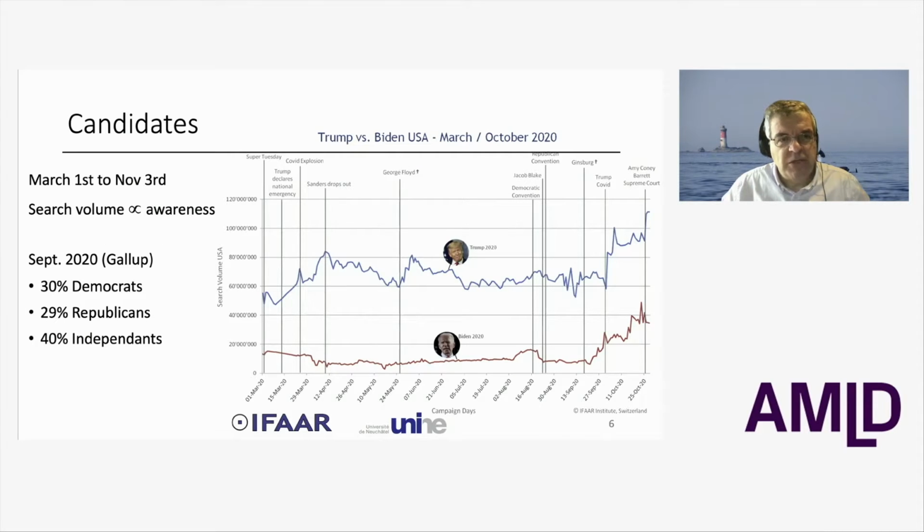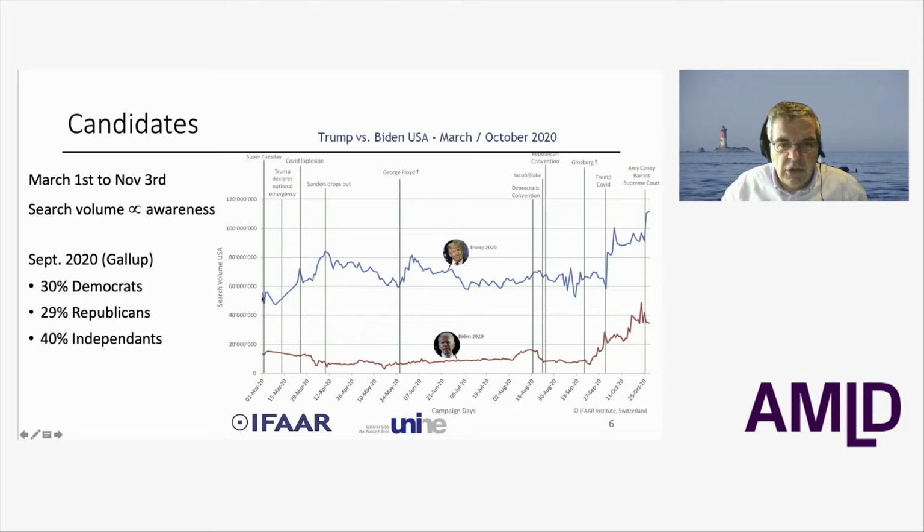Start with the first question. The awareness or popularity of the corresponding candidates. So for us, the search volume is an indication about the popularity. So we start, in this case, March the 1st, with this value. 30% of the US citizens are ready to vote for Democrat, another 30% for Republican, and 40% are independent.